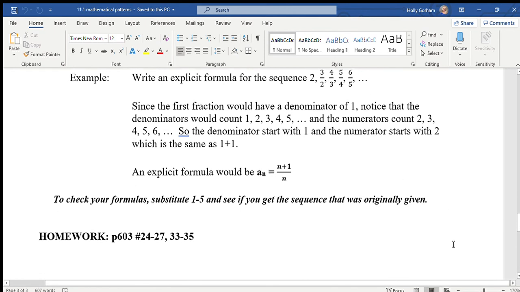Your homework is going to be page 603, 24 through 27, and then 33 through 35.